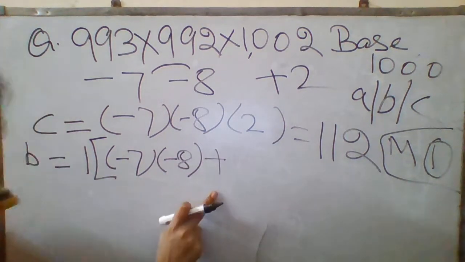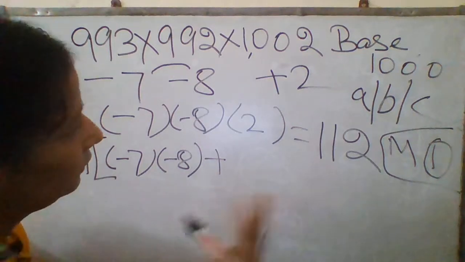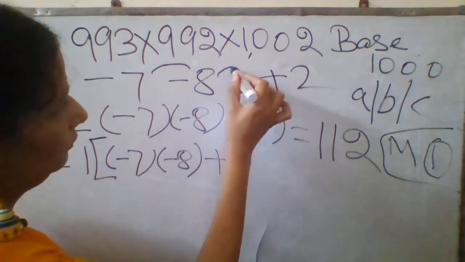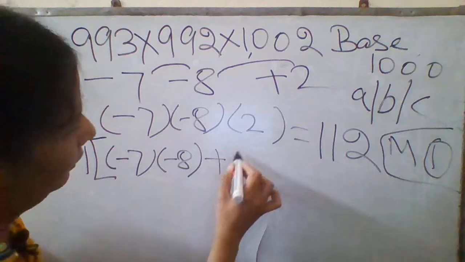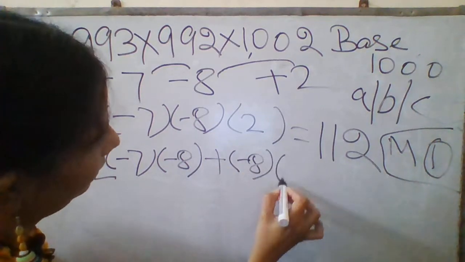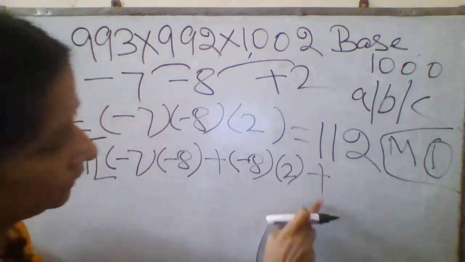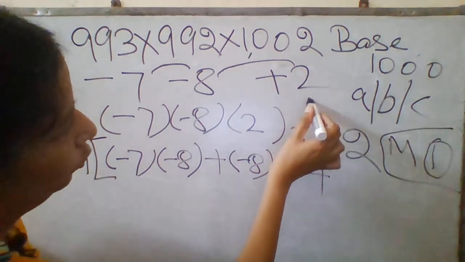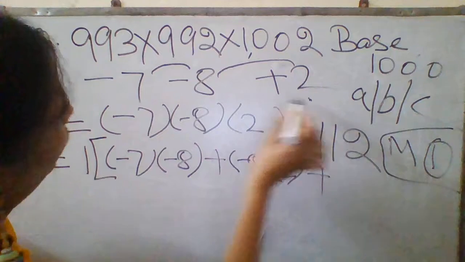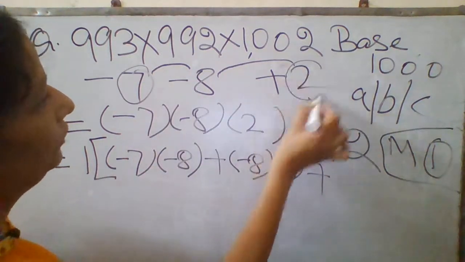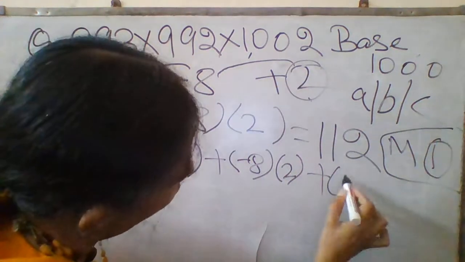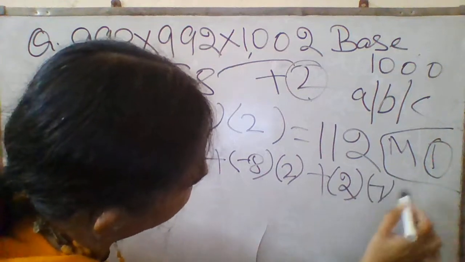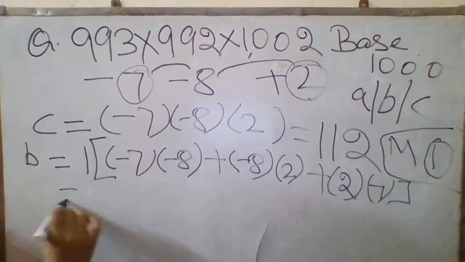Then put a sign of addition here. Then what are the next two terms? Next two terms are minus 8 and plus 2, then put a sign of addition here. Then what are the next two terms? You have to multiply this 2 with this 7. So now 2 into 7. So bracket close. Now you will solve it.